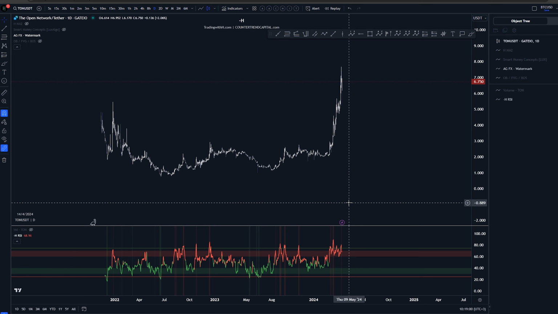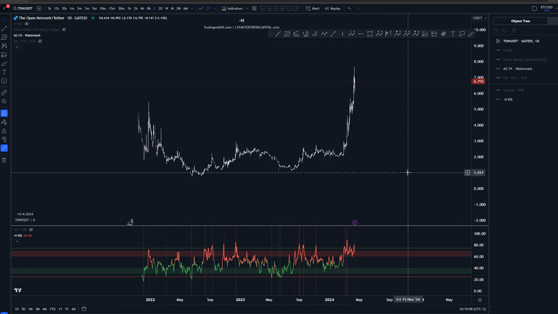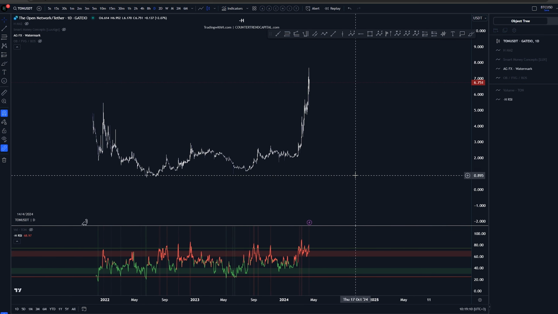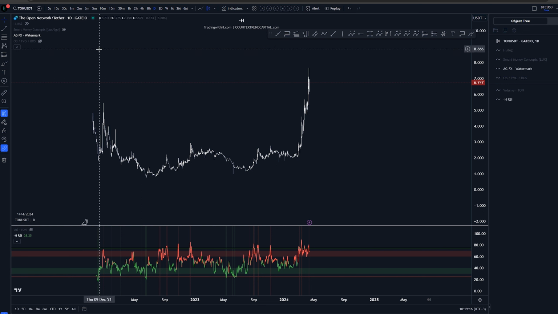This is again one of those that has risen so much in the last bull market that we ought to take a look at it. Now this is a pretty new coin, at least here on Gate.io, where it was once named the Open Network. I'm not sure if that has changed, or if it is just TON nowadays against Tether.